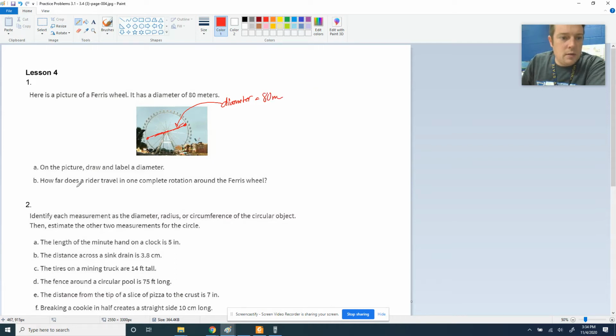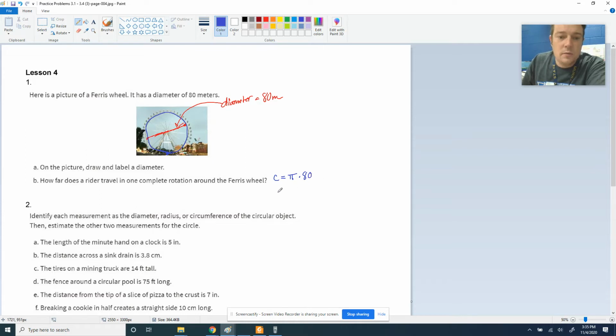How far does a rider travel in one complete rotation around the Ferris wheel? Okay, so if a rider gets on down here at the bottom where they load, it would travel up and around, and it would stop again at the bottom and get off. So that blue line that I poorly traced represents what we call the circumference. And circumference is equal to pi times diameter, which in this case is 80.